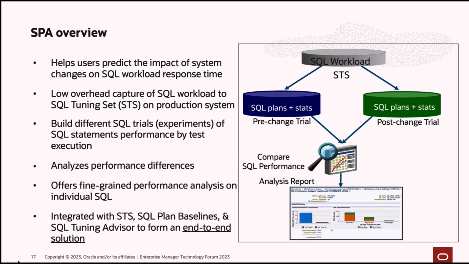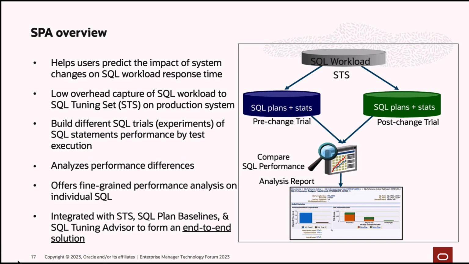We generate a report that provides us with information on regression and improvements. As long as the regression is higher than the threshold, it's considered a candidate for tuning or creating a SQL Plan baseline. We can run this process as many times as we want, because SPA does not change content in the database. The SQL tuning set can be used to test different scenarios in a trial, such as what happens if I add an index, what happens if I change an init.ora parameter, and as said before, SPA integrates with SQL Plan Baseline and SQL Tuning Advisor.